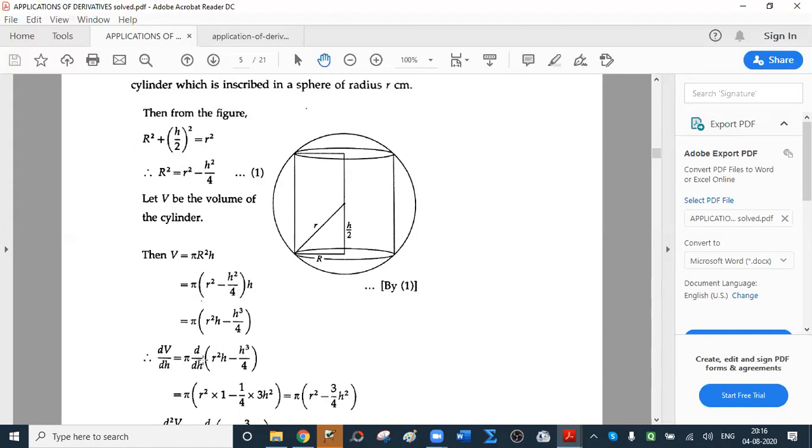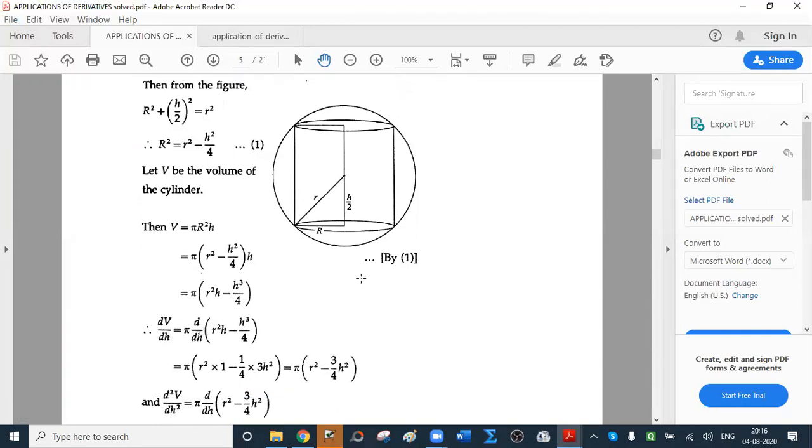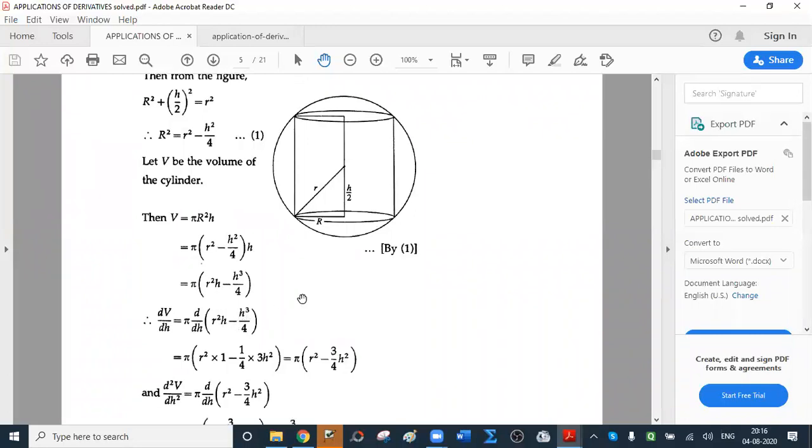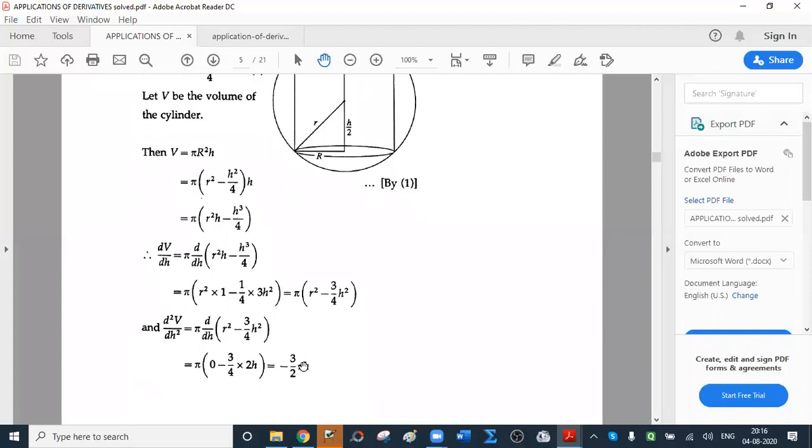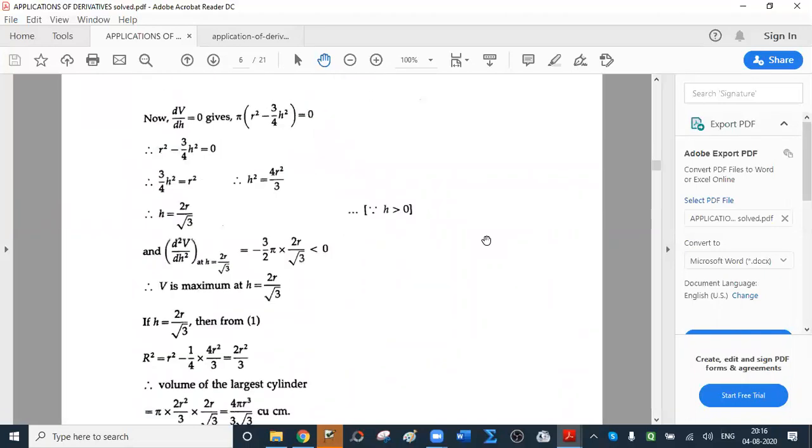So find out the first derivative. Remember, the variable is h. So pi is constant. What is the derivative of r square h? It is simply r square because small r is given. What is the derivative of h cube? 3h square. This is not difficult. Again, second derivative. So pi into, what is the derivative of r square? 0. And what is the derivative of h square? 2h. So the second derivative comes out to be minus 3 upon 2 pi h. Okay. Equate the first derivative with 0. That gives you h equal to the positive root because height cannot be negative, greater than 0.